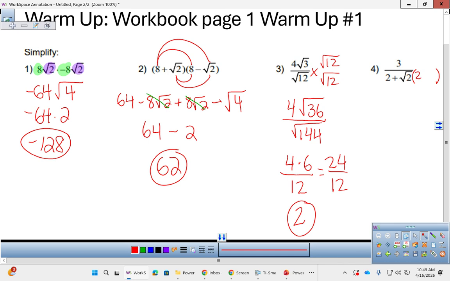Conjugates have the same numbers in them. So I'm going to use the 2 and the root 2. Conjugates just have opposite symbols in the middle. So this has a plus, so the conjugate has a minus. And if I do that to the bottom, I just have to make sure that I do the same thing to the top.